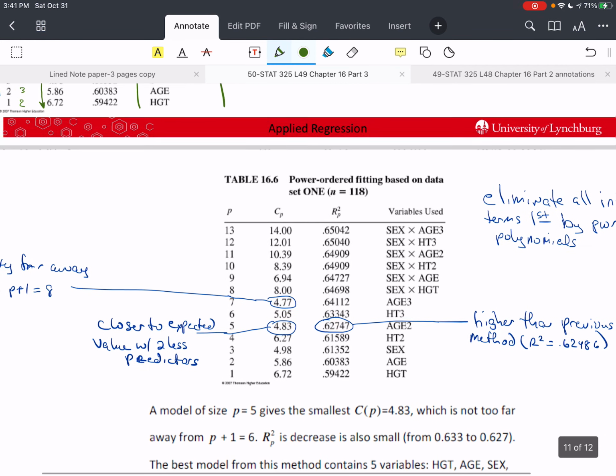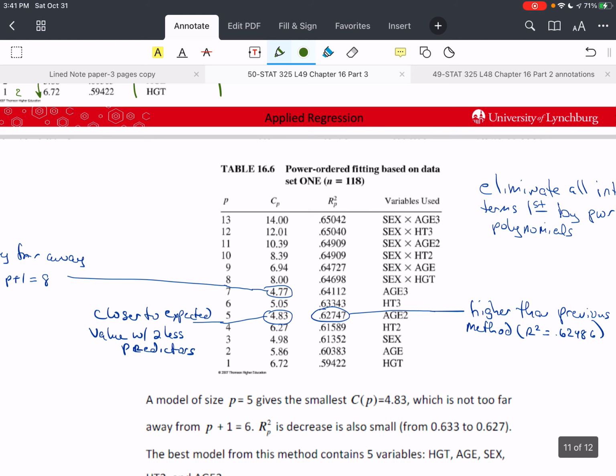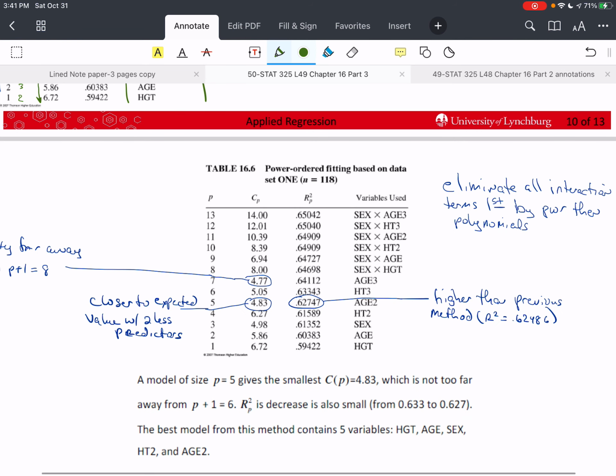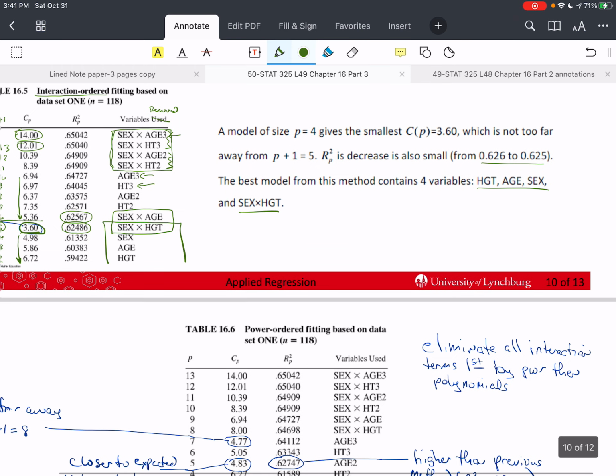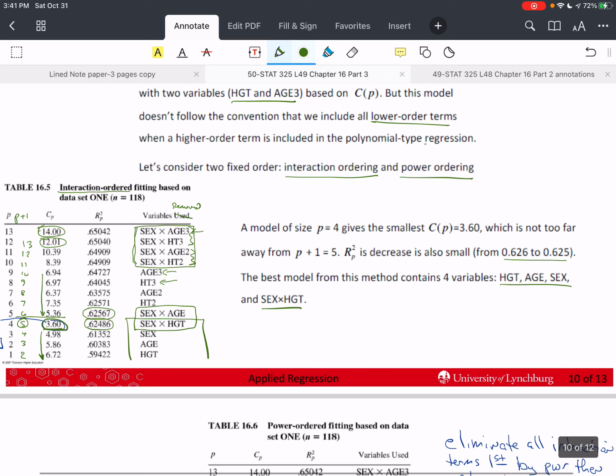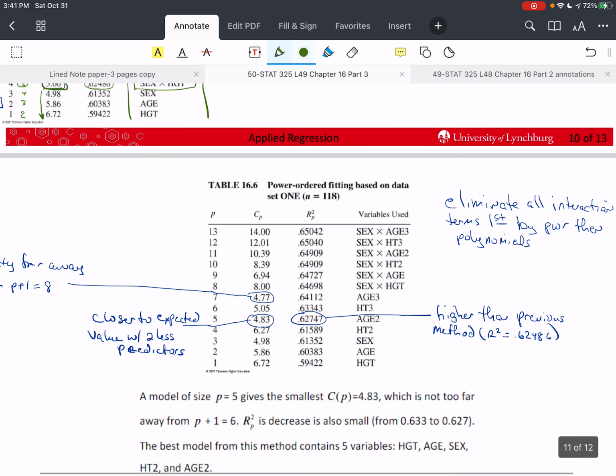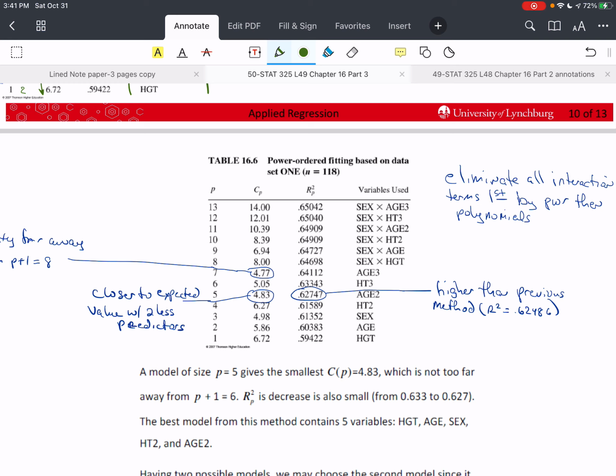Now, let's look at this power-ordered fitting. This is ordered by power and interaction. You'll see, first by power, and then by interaction, and then we have the cube terms, then the squared terms, and then the individual terms.